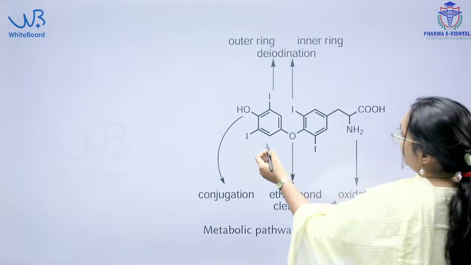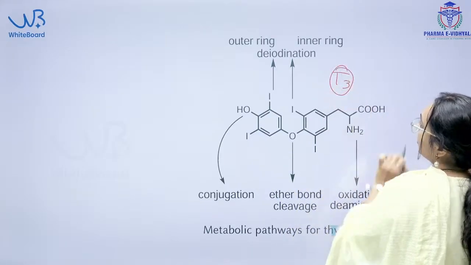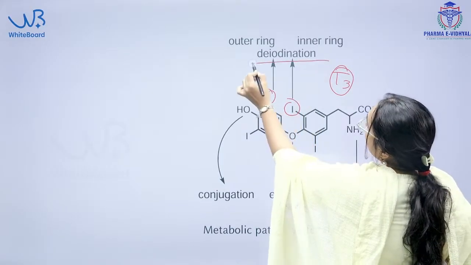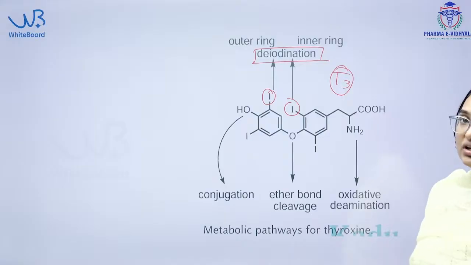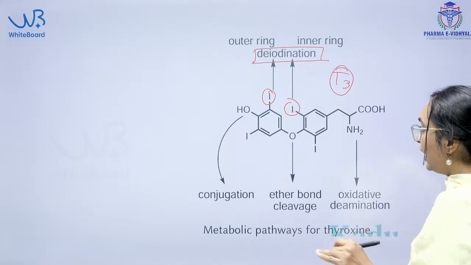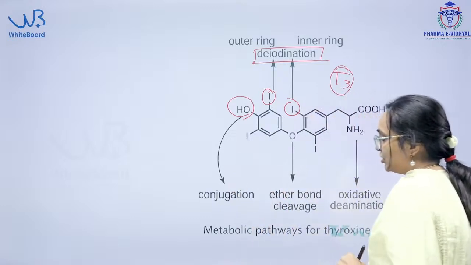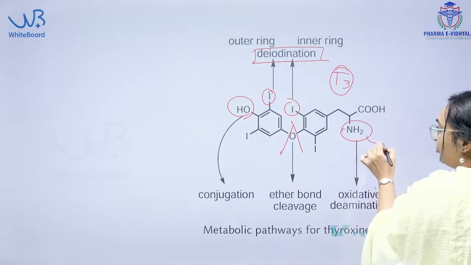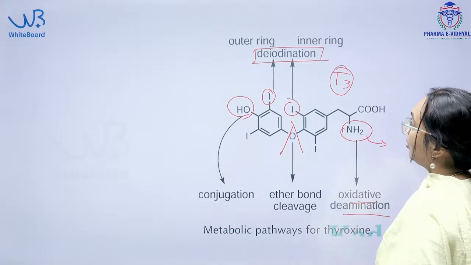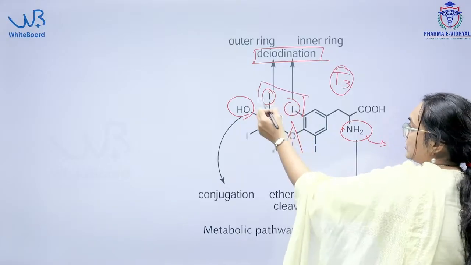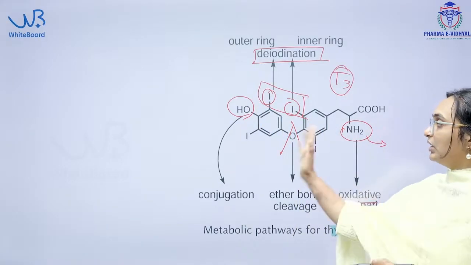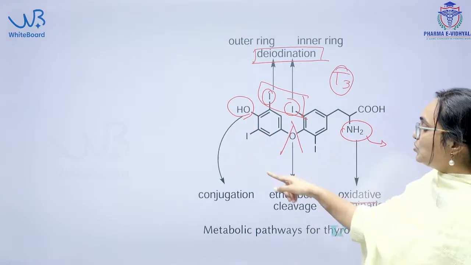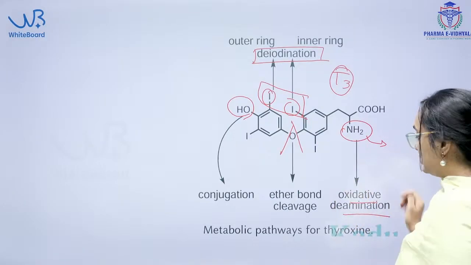If you see here, this is T3, this is thyroxine. In this structure, these points are the iodines involved in deiodination. During metabolism it undergoes deiodination, and this OH is involved in a conjugation reaction, and this ether bond cleaves. The amine will be removed, resulting in oxidative deamination. So the outer ring and inner ring iodines get deiodinated, the amine gets deaminated, the ether undergoes cleavage, and the OH group is involved in conjugation. These are the points where the thyroid hormone undergoes metabolism.